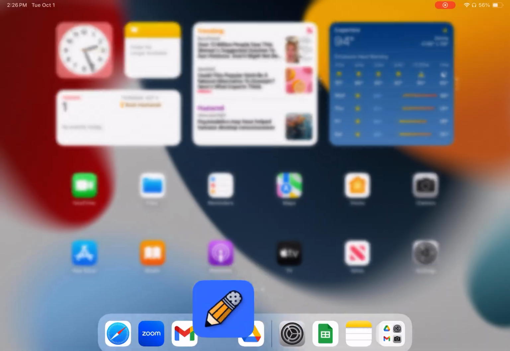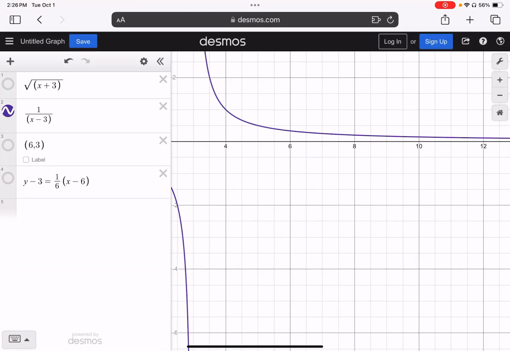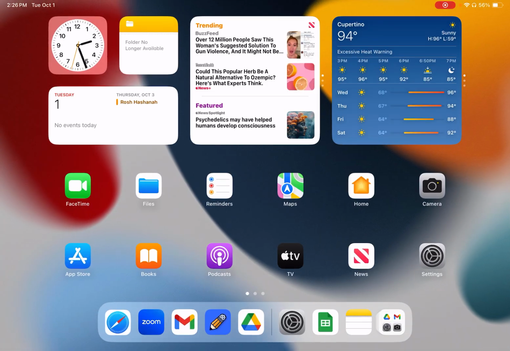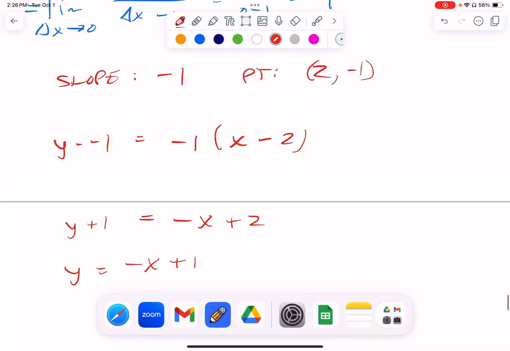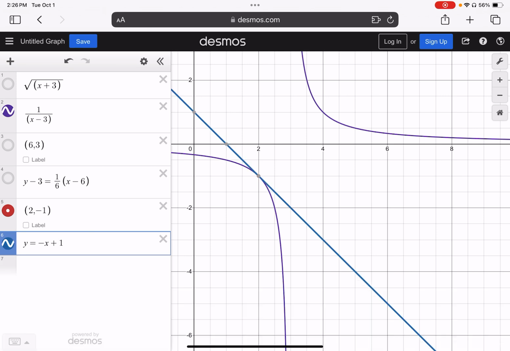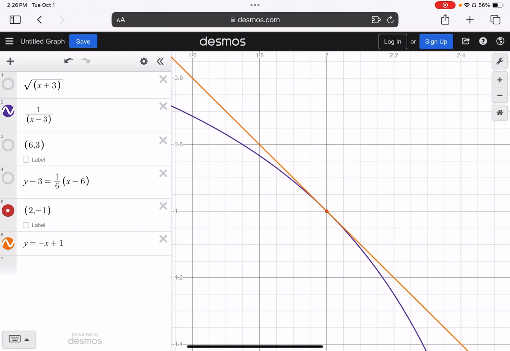Let's see how we did. So there's a point on this graph at 2 comma negative 1. And what did we say the tangent line would be? y equals negative x plus 1. Let's see how we did. y equals negative x plus 1. Change the color. There we go. Really good tangent line. If we zoom in, they look super close.